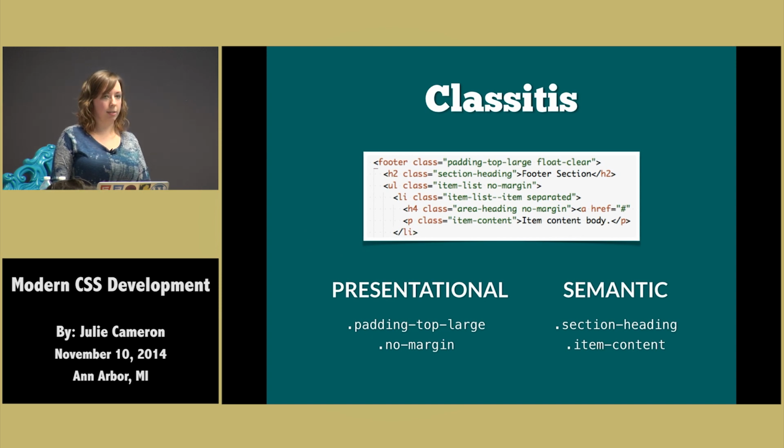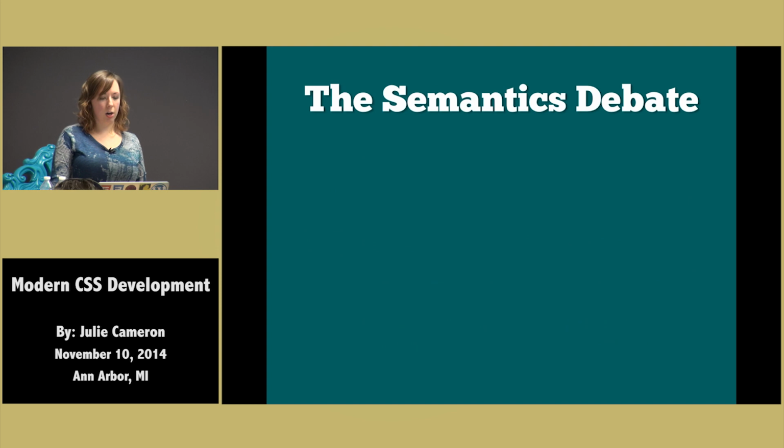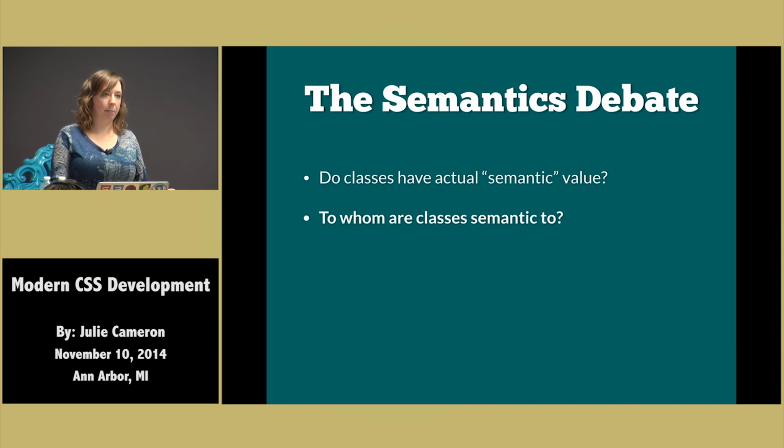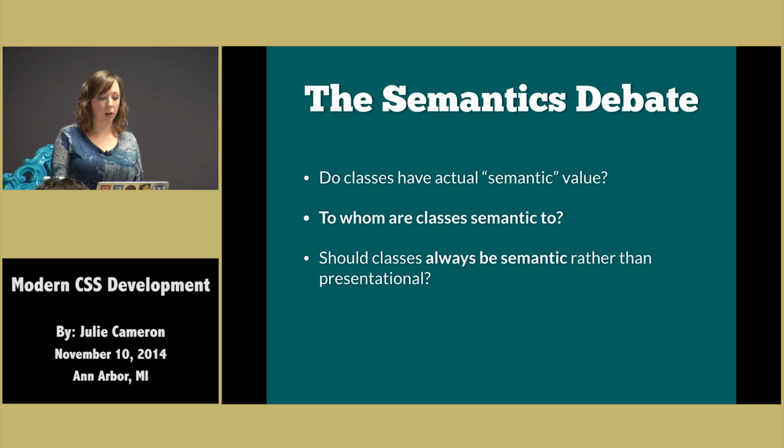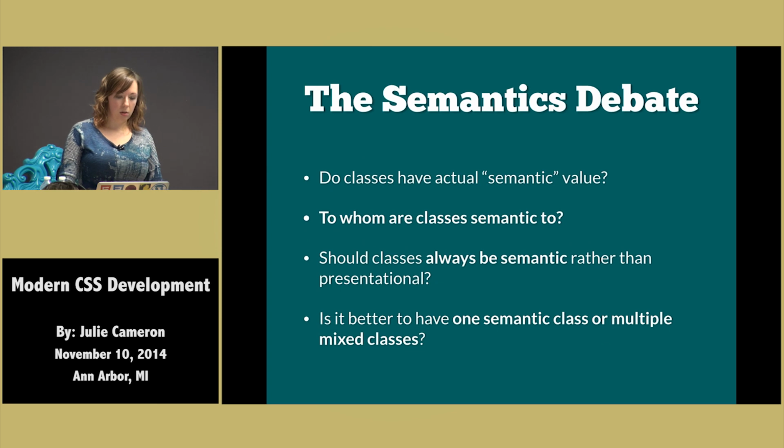So like I said before, classitis is a really big topic of debate among front-end developers, and some of the questions that we ask and each have our own opinions on are things like, do classes even have semantic value? To whom are classes semantic? Does it even matter? Should classes always be semantic, or should they always be presentational? Is it okay to mix them, or is it better to have one semantic class or multiple mixed classes? These are all things that people argue left and right, one way or another, that, again, there's no consensus on right now.